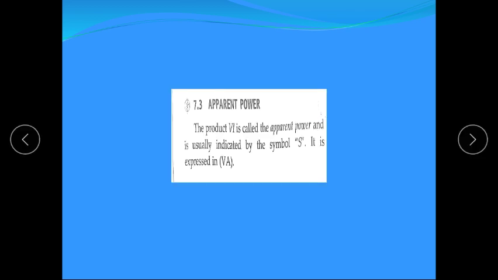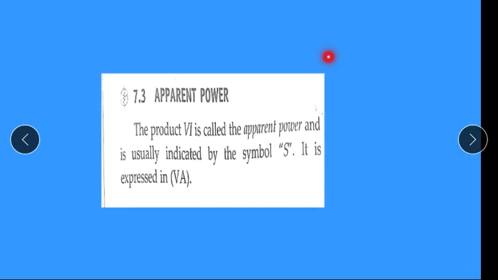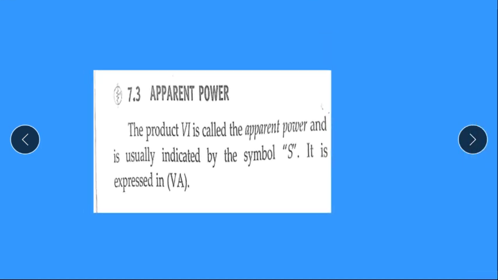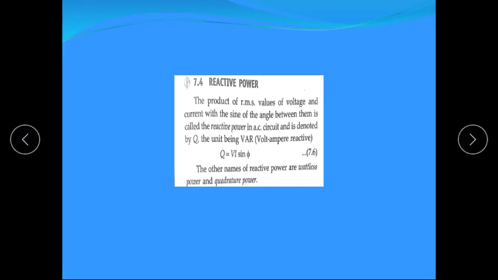Now there are some definitions. First is apparent power. The product of V and I is called apparent power, and it is usually indicated by the symbol S. It is expressed in volt ampere, hence its unit is volt ampere. Next is reactive power.